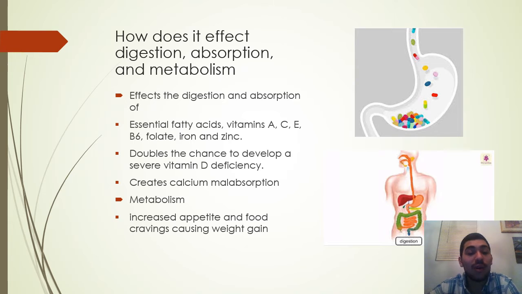Moving on, I want to discuss how corticosteroids affect our digestion, absorption, and metabolism. So when we take a corticosteroid, it affects our absorption and digestion of the vitamins and minerals that we need in our diet, such as vitamin A, C, iron, and zinc. But most importantly, when we take a corticosteroid, we develop a severe chance of becoming deficient in vitamin D while also gaining a calcium malabsorption.